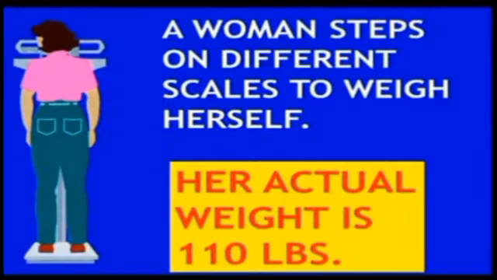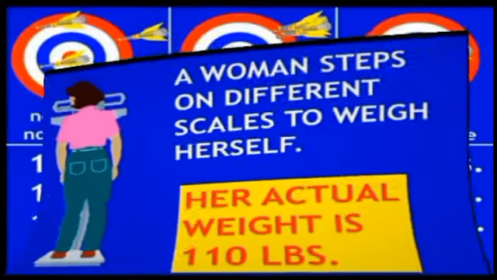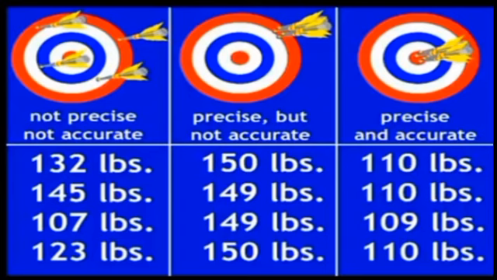For example, a woman steps on different scales to weigh herself. Her actual weight is 110 pounds. For the first measurement she had 132 pounds, 145, 107, 123 pounds. These measurements are neither precise nor are they accurate. They are not precise because they are not close at all to each other. They are far apart, and they're not accurate because they are not close to the exact value of the actual measurement we're looking for, which is 110.